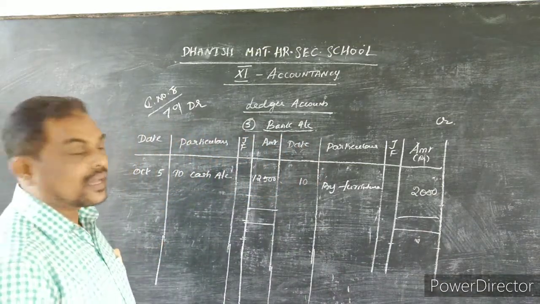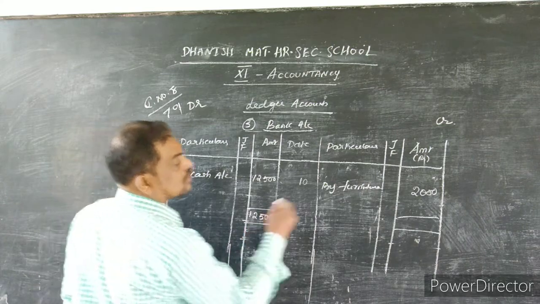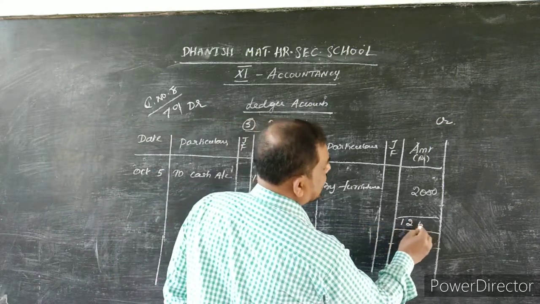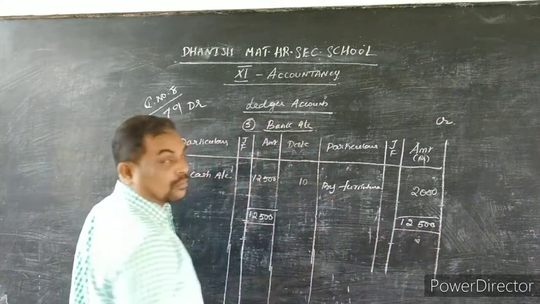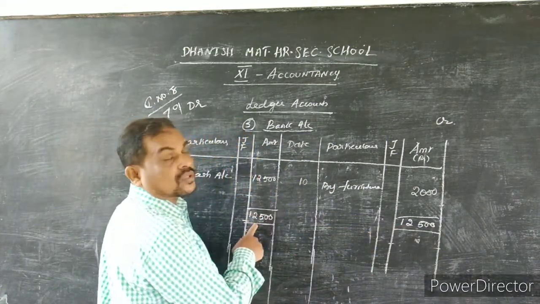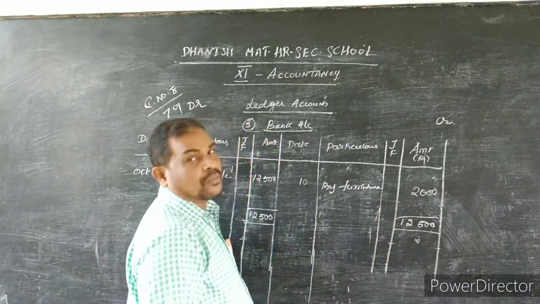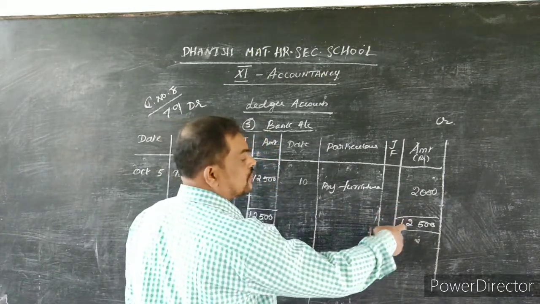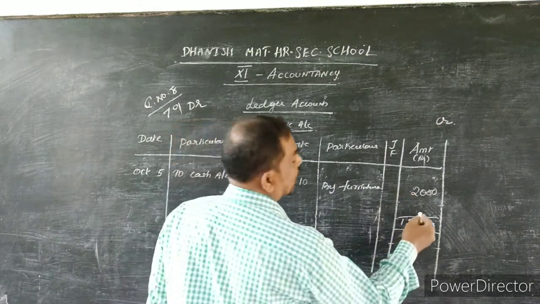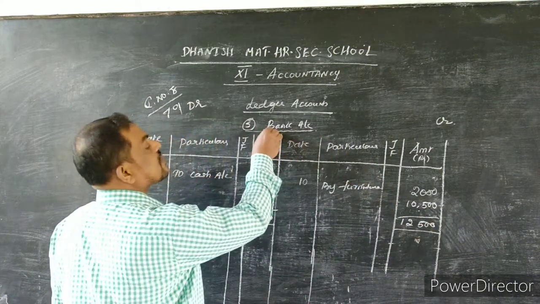Which side is bigger? Definitely the debit side is bigger. 12,500. The same 12,500 will come here because 12,500 is the highest amount, so the total is 12,500. But here only 2,000 is there, but we put 12,500. Now we have to balance. How to balance? From 12,500 we deduct this 2,000. You will get 10,500 as the closing balance of the bank account.